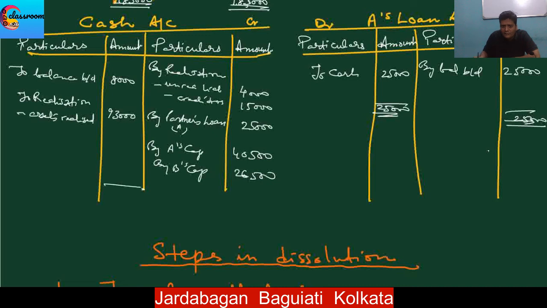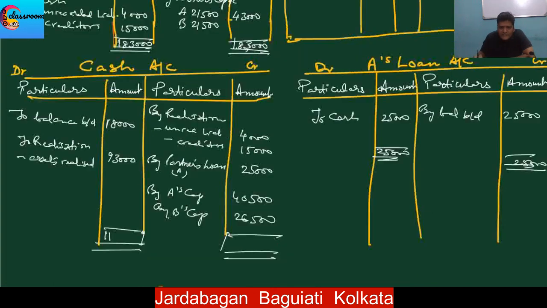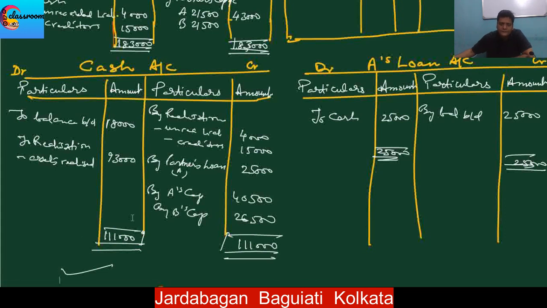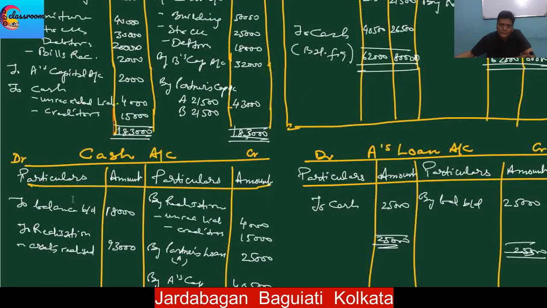All the entries are now complete. We need to finally tally the cash account to check whether it tallies or not. If it tallies, we are through and correct. The total on the debit side is 1,11,000 and 1,11,000. It is tallied. So now all the accounts are closed and the cash account is tallied. This is how we complete the accounts in dissolution. Thank you.